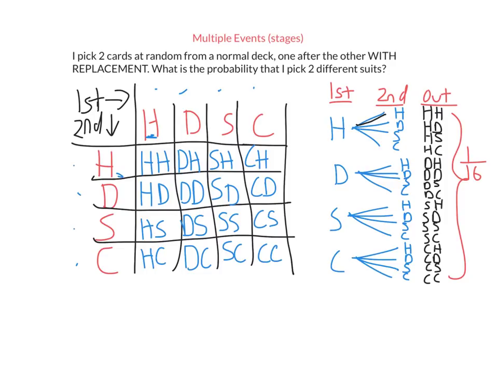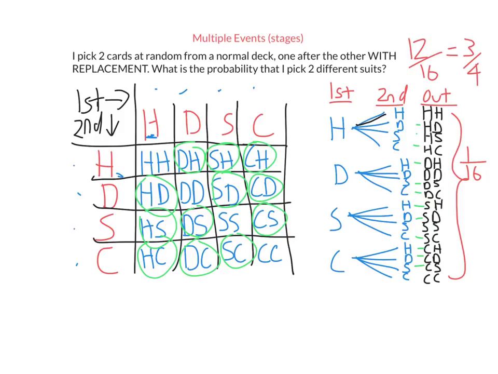All I have to do is count the ones that have 2 different suits. So this one, this one, this one. In fact, it's all of them except the 4 on the diagonal. All of these ones I'm circling have 2 different suits. And it's the same from the tree diagram. It's all of these ones that I'm labeling with the dash. They all have 2 different suits. So either way you do it, the probability is 12 out of 16, which is 3/4, okay?